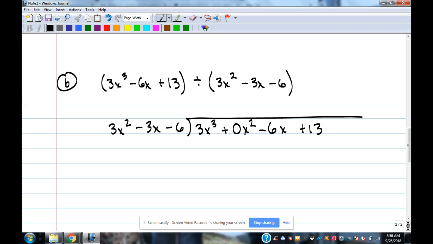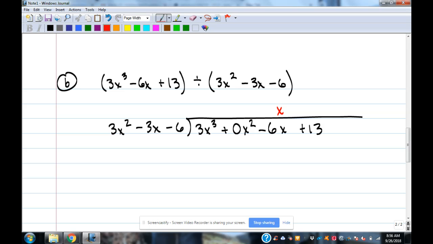Now, start at the beginning. Front term. What times 3x squared would get me 3x cubed? It's plain old x, 1x, right? I'm just going to put it over the... I like to keep things lined up. You may see people that don't line it up like that, and it's technically correct, but I like to keep things lined up just because it keeps you organized. You know where you're at.